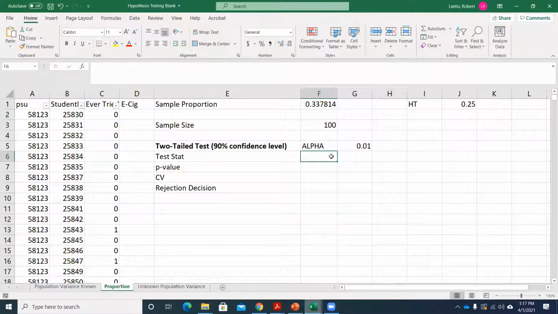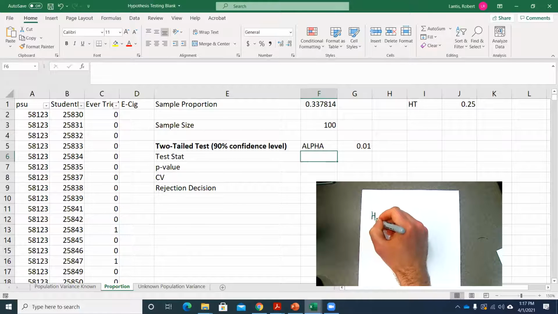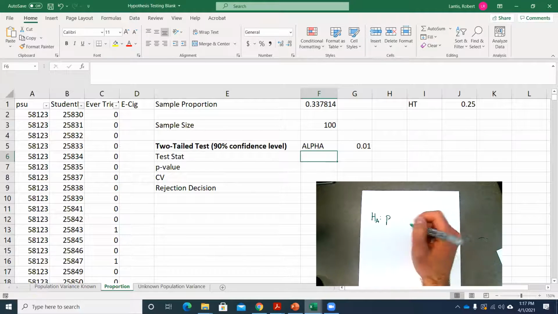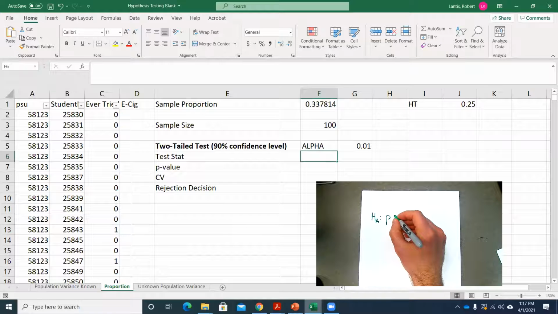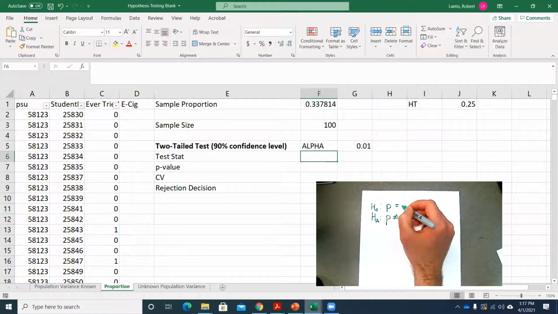So really what we're doing here is we've got our sample proportion. We've got our hypothesized true value. So I'm going to make this one a two-tailed test. So what we're trying to test for, I should say, is that this proportion, right, is not equal to 0.25. So we assume the opposite is true for our null, okay?